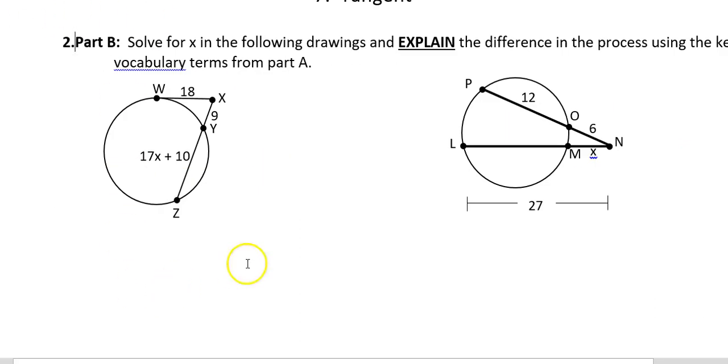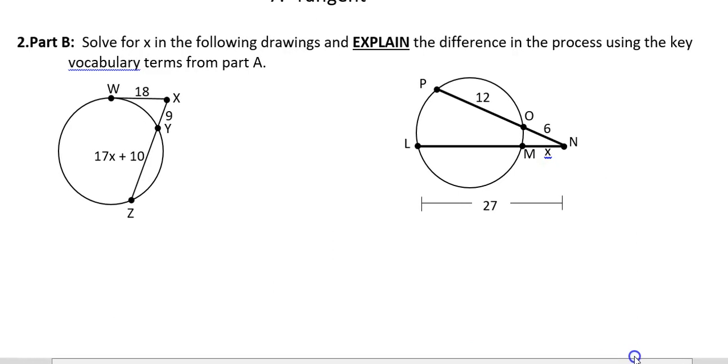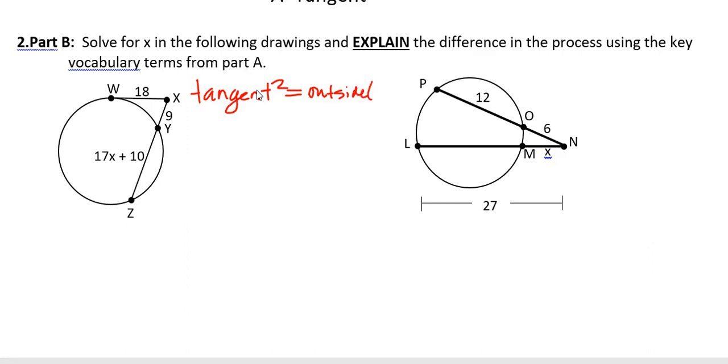Number 2, part B, says that we are going to solve for x in the following problems, and we're going to explain the difference in the process using the key vocabulary terms from part A. So first of all, I want to talk about what this is. WX is a tangent and XZ is a secant. So when we do this, our formula, if you recall, was that we are going to take a tangent and we're going to square it, and we're going to set that equal to the outside times the whole.